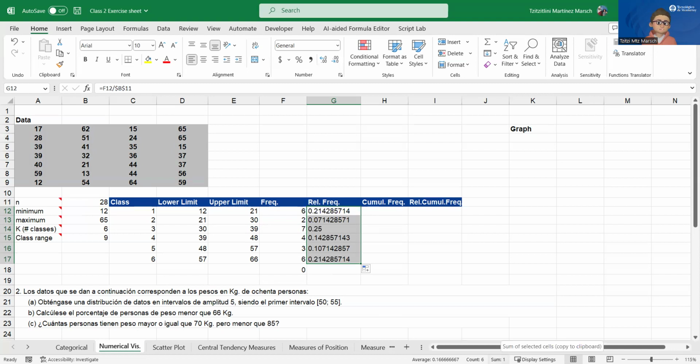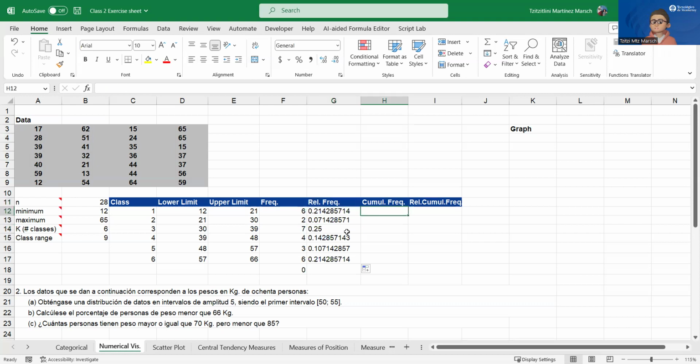Because we're dividing, the relative frequency is saying how much of the total this class contains. For example, in class 3, between 30 and 39, we have 25% of our data. 25% of our data is there.